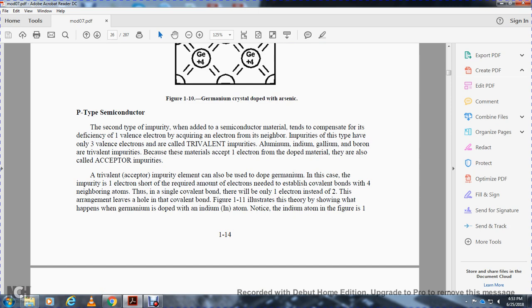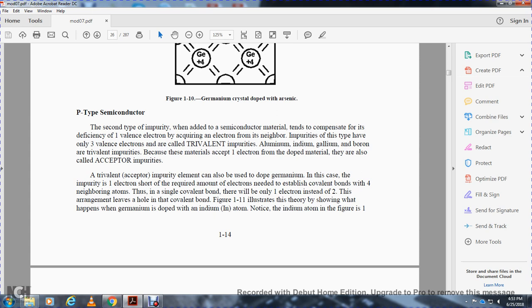P-type semiconductor. The second type of impurity added to the semiconductor material is intended to compensate for the deficiency of 1 valence electron by acquiring an electron from a neighbor. An impurity of this type has only 3 valence electrons and is called a trivalent impurity. Aluminum, indium, gallium, and boron are trivalent impurities. Because these materials accept 1 electron from the doped material, they are also called acceptor impurities.